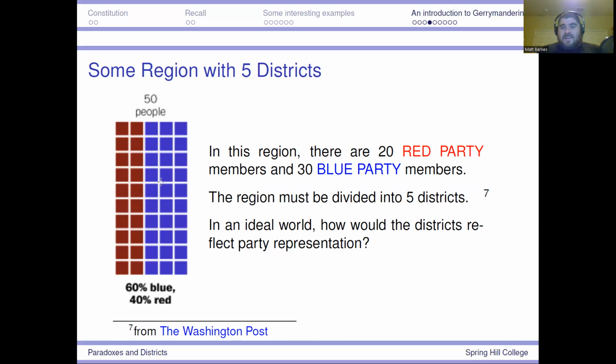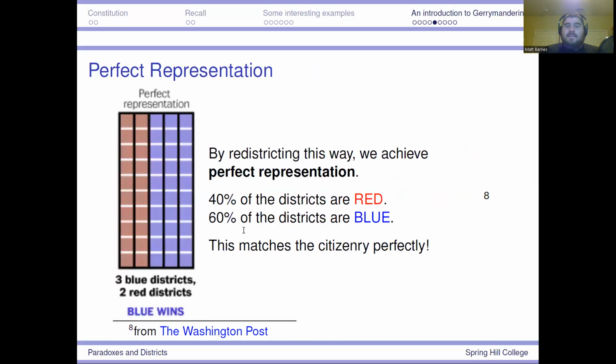Now, we need to divide this into 5 districts. So there are 5 seats that are going to come from this. So in an ideal world, how would we draw the districts to reflect party representation? The fact that 2/5 of the people belong to the red party, 3/5 belong to the blue party. But we could do something like this, right? Just draw a vertical line straight down, and then we would have these 2 districts on the left are red districts, and these 3 on the right are blue districts. So in this case, this would reflect that 60% of the districts are blue, along with 60% of the populace. 40% of the districts are red, along with 40% of the populace. So this is kind of a perfect match.